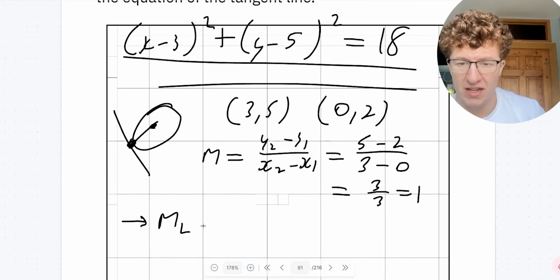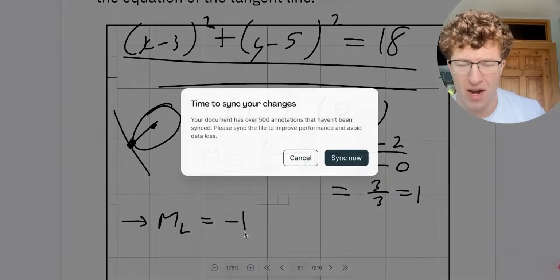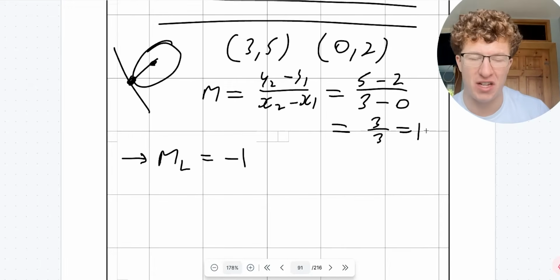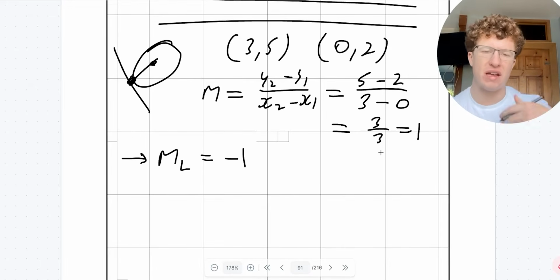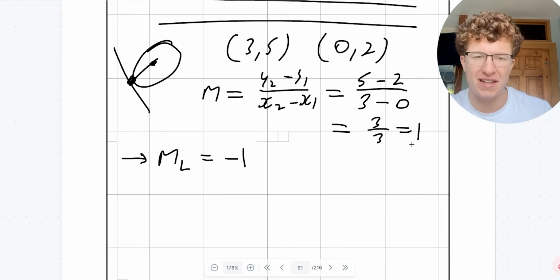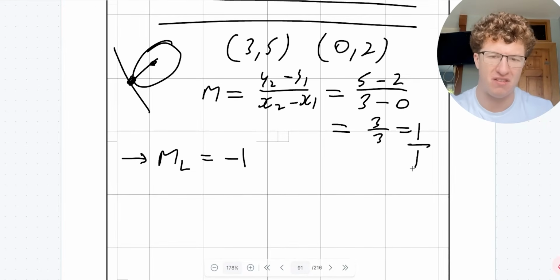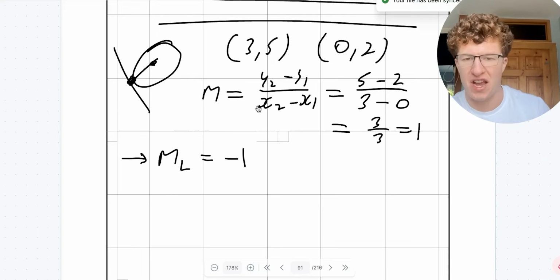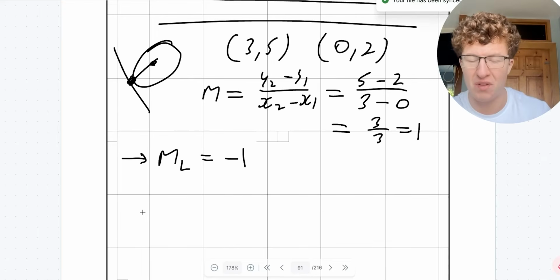The slope of our tangent line, I'll call it ML, is equal to minus 1. So we have the slope of our tangent line. Remember, all we have to do is, this is just 1, so technically it's like 1 over 1. If we flip it, it's just going to be 1 still, but we have to change the sign. So we're going to have minus 1 here.